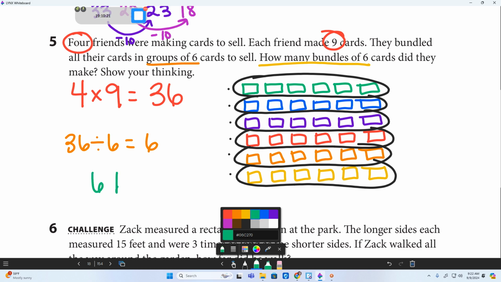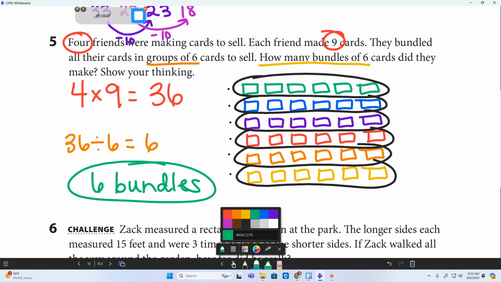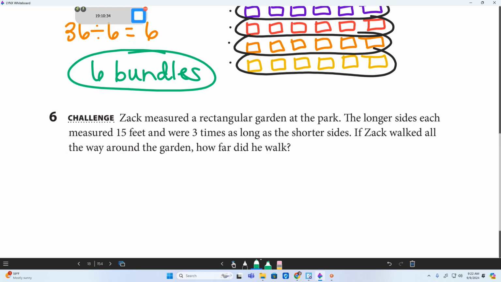So 6 bundles. Let me read that question again. Sometimes in a long problem, I forget what they were asking. How many bundles of 6 did they make? Yep, I answered it correctly. 6 bundles of 6. All right, we got one more problem.